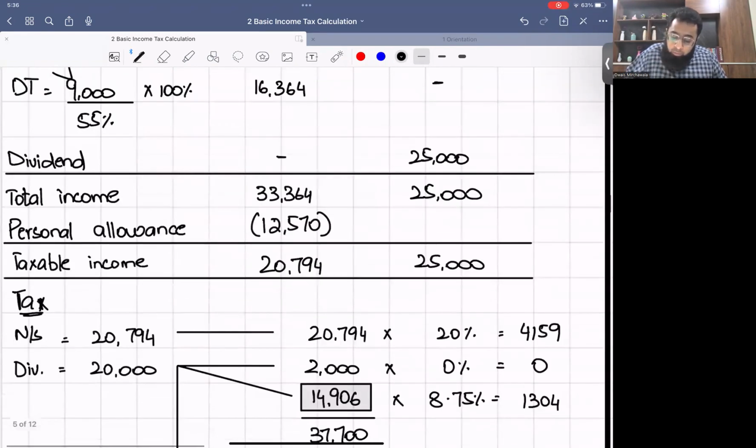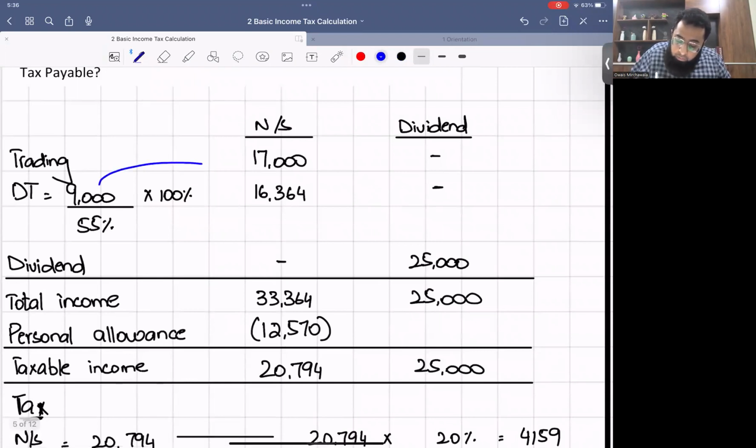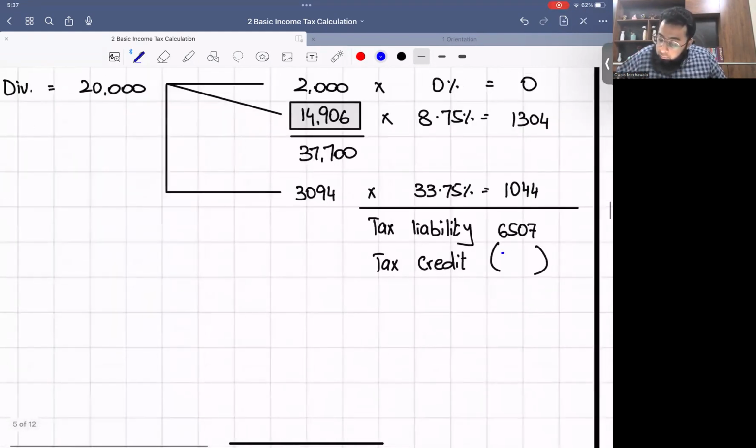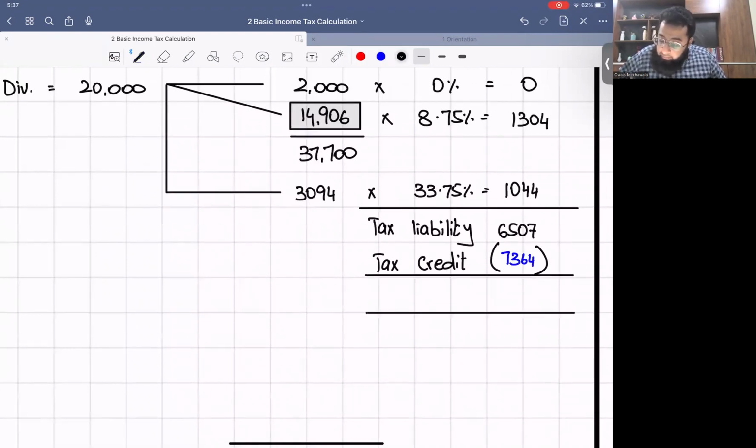Now, what was the tax credit? 9,000 was grossed up to 16,364. So the difference amount was our credit, 7,364. So we have a tax refund because we have already paid greater tax. A negative tax payable means a refund. 6,507 minus 7,364, so it's 857. We can get that refund amount.